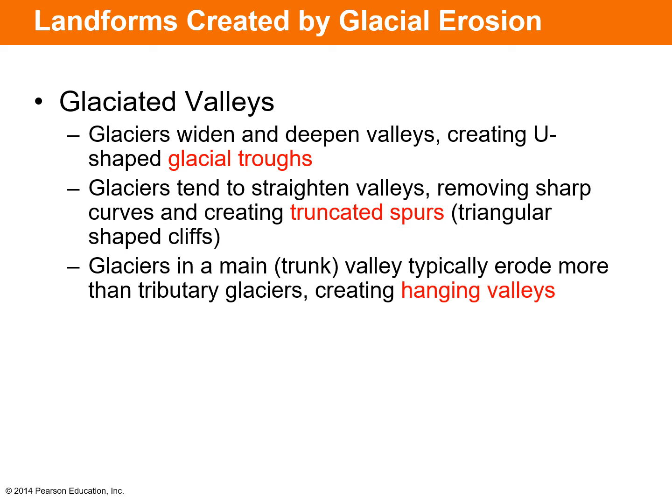So glaciers in a main valley, also known as a trunk valley, typically erode more sediment than tributary glaciers. Tributary glaciers are glaciers coming from smaller valleys that flow into the main or trunk valley. The tributary glaciers, as a result, typically create hanging valleys. The reason they create hanging valleys is because they don't erode as deep as the glacier in the main or trunk valley, because the glaciers are smaller and have less energy and power to grind away the valley and erode it deeper into the earth.